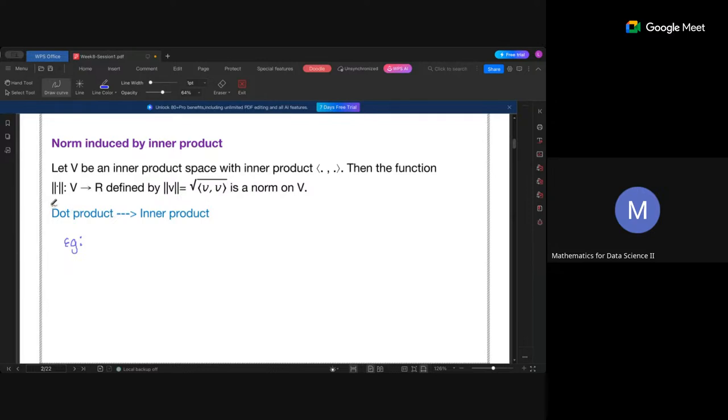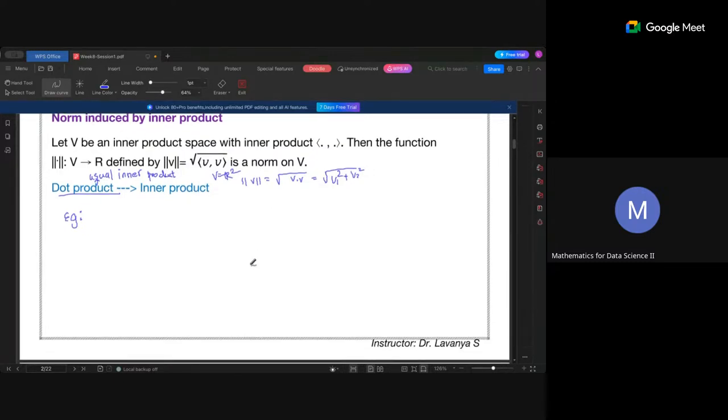Now, for example, suppose you are having, what happens in the case of usual inner product? The dot product is nothing but is also called the usual inner product. Okay? Dot product is sometimes referred to as usual inner product. In this case, you know that norm V is nothing but, for example, if you are considering V is R2, then norm V is equal to square root of V dot V, which is square root of V1 square plus V2 square. It is quite simple.